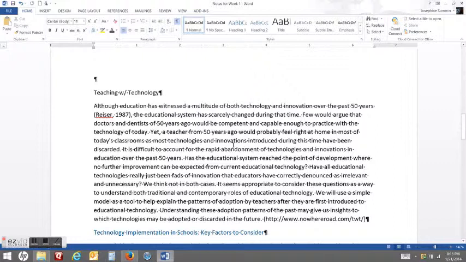Okay, teaching with technology. Let me see. It has education. Okay. A teacher from 50 years ago would probably feel right at home in most of today's classrooms, as most technologies and innovations introduced during this time have been discarded.